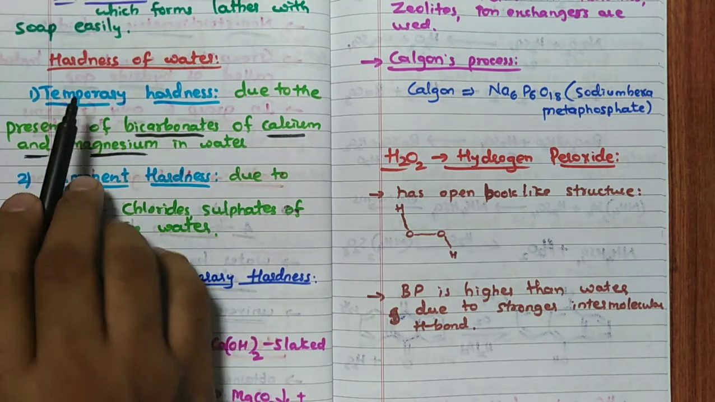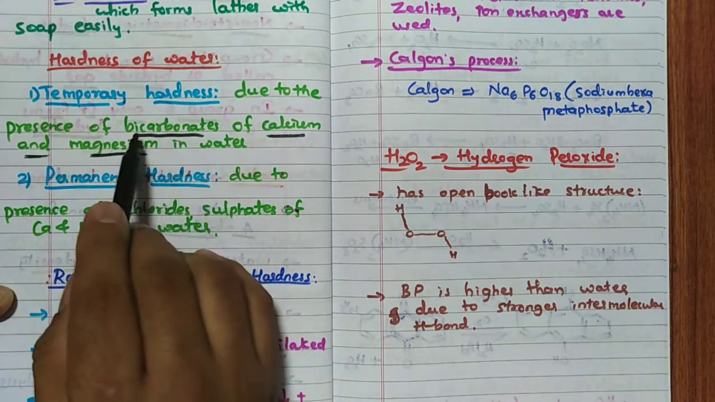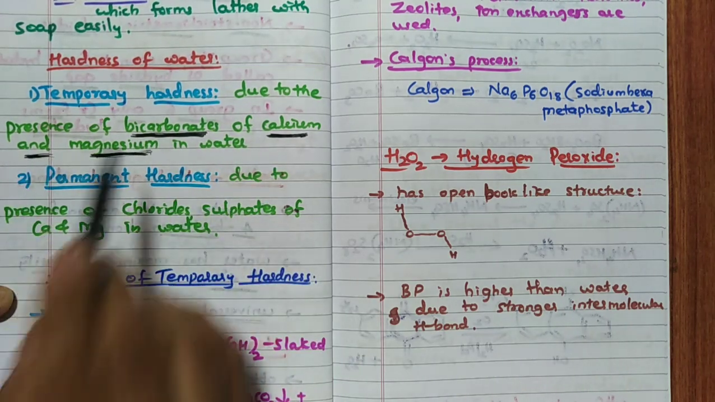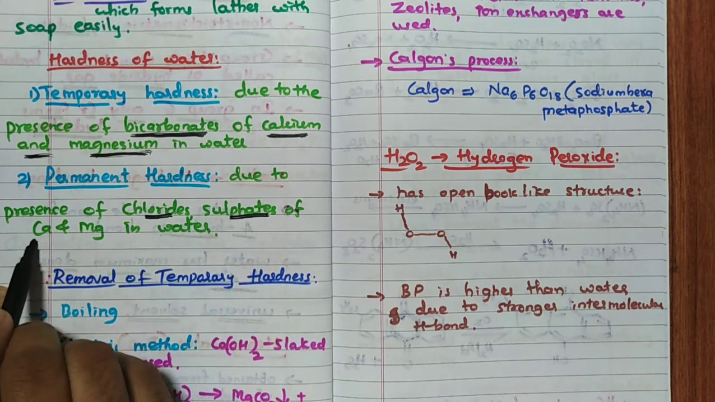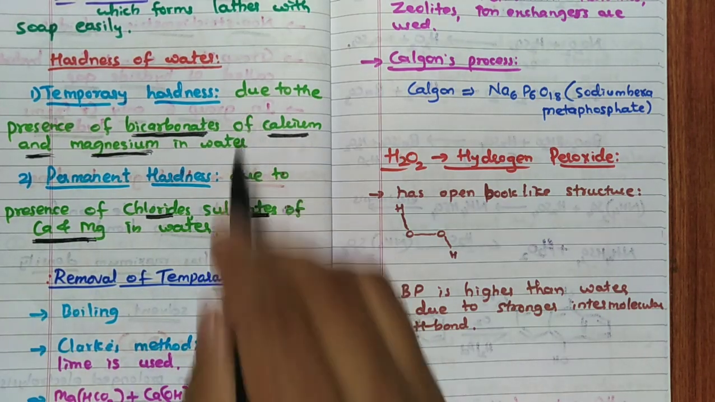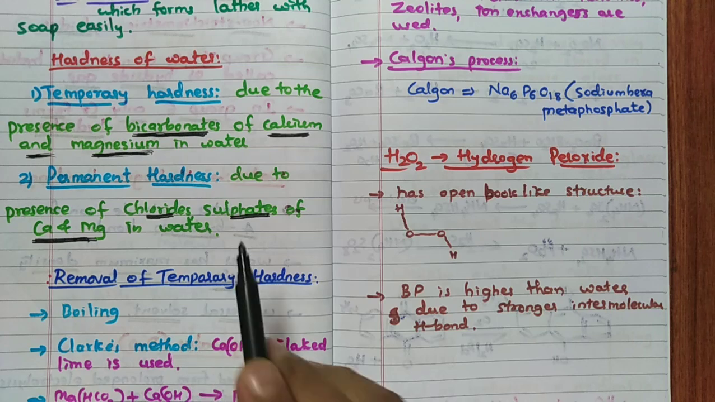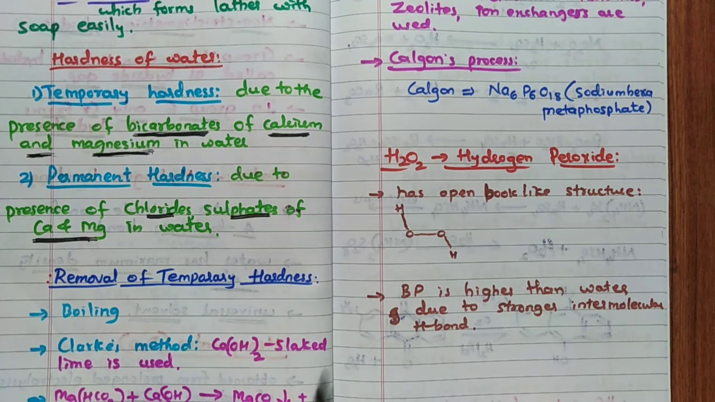Remember, very important. Temporary hardness is due to bicarbonates of calcium and magnesium. Permanent hardness is due to chlorides, sulfates, nitrates also you can take, of calcium and magnesium. Very important differences. They can ask, remember, temporary hardness is due to bicarbonate of calcium and magnesium. Permanent hardness is due to chlorides, sulfates of calcium and magnesium.